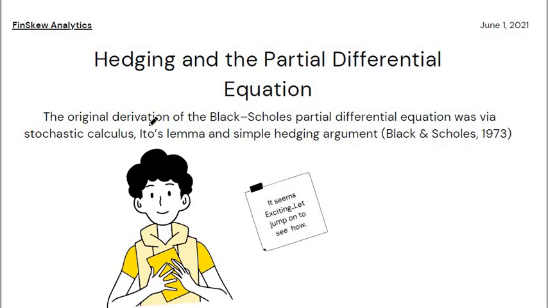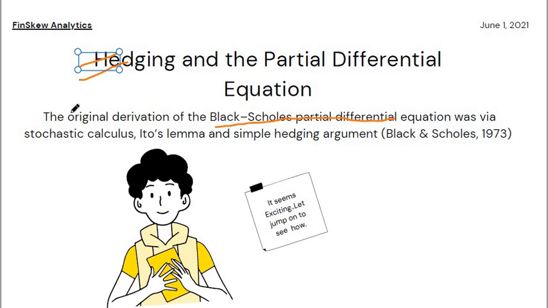Now, the original derivation of the Black-Scholes partial differential equation was via stochastic calculus, Ito's lemma, and a simple hedging argument. This was published by Black and Scholes in 1973 in their paper. So I'm going to use the same method through which we can derive these equations, and we can also backtest the results produced by Black-Scholes. However, just to let you know, there are more than 10 ways through which you can derive the Black-Scholes equations, but we will stick with the first, which is hedging and the partial differential equations.